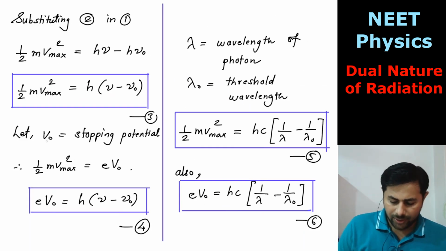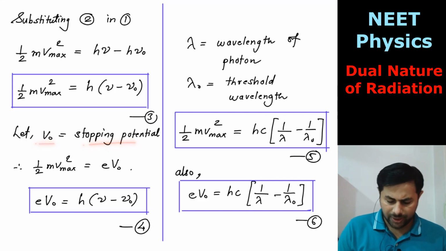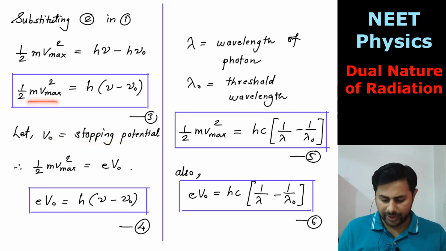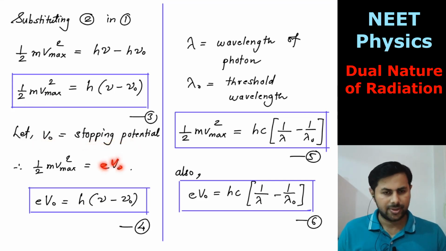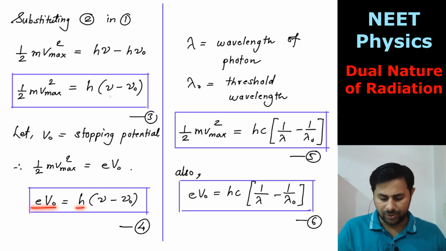Okay, so if V naught is the stopping potential, then we know that half m v max squared is equal to e V naught. So e V naught is equal to h times (nu minus nu naught), that is, h nu minus h nu naught.